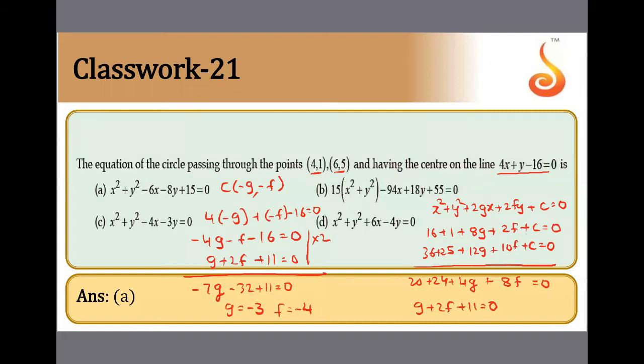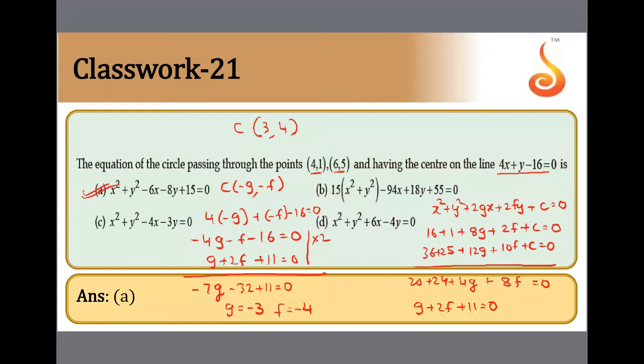Okay. So what will be the coordinates of the center now? Minus g, minus f: 3, 4. The coordinate of the center is (3, 4). Clear? Option A will satisfy. Once you know the center (3, 4), the g and f values, you put them in the first equation to get the c.